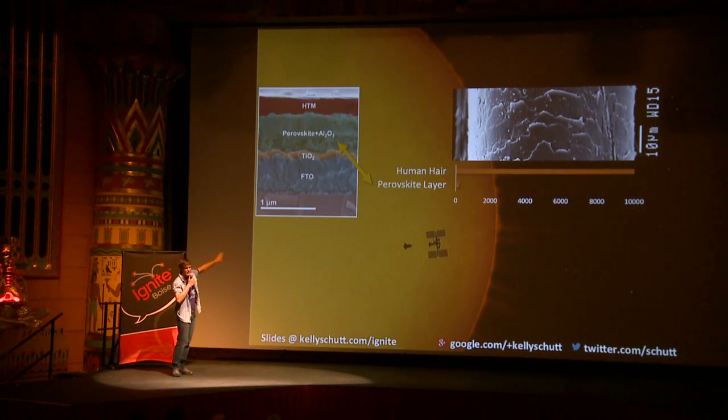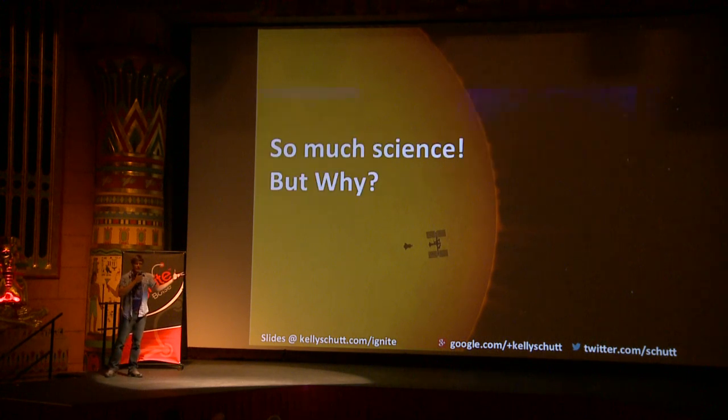this is a cross-section of one of the solar cells. This is a human hair. You can see this perovskite layer is about 600 times thinner than a human hair. Because of that, Oxford is estimating that these may be up to 90% cheaper than existing solar panels.